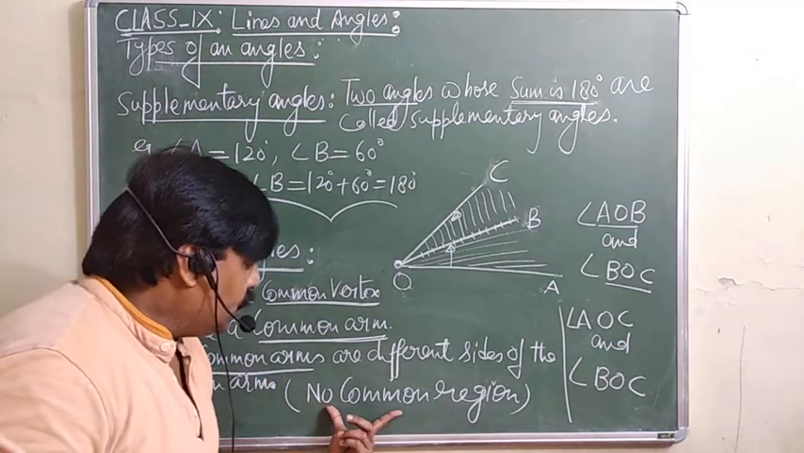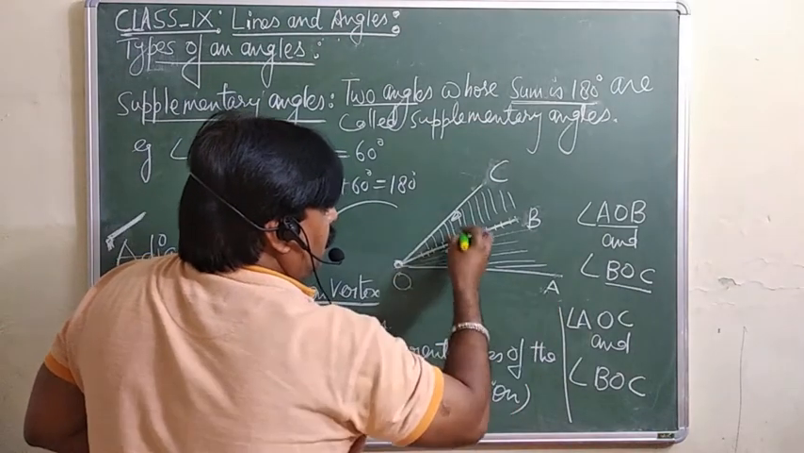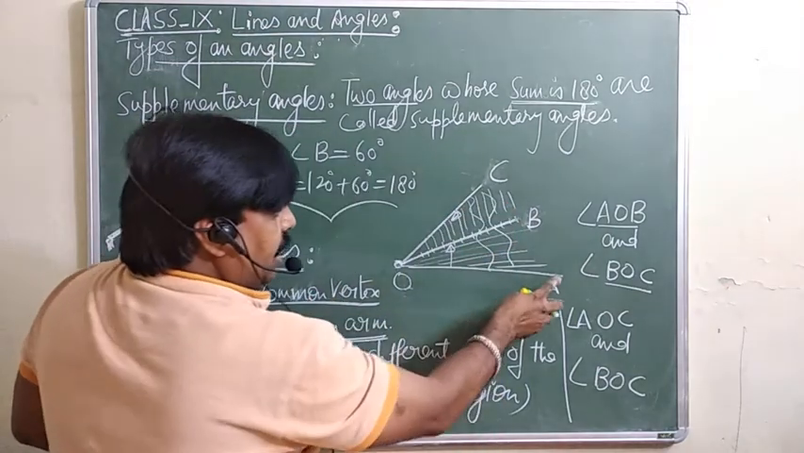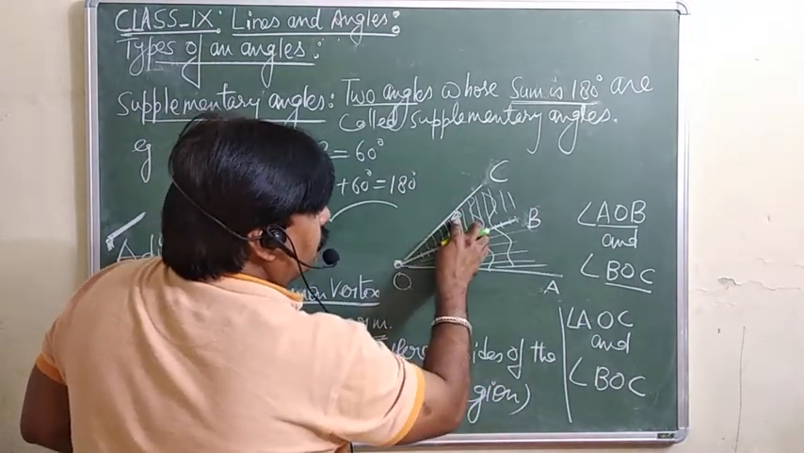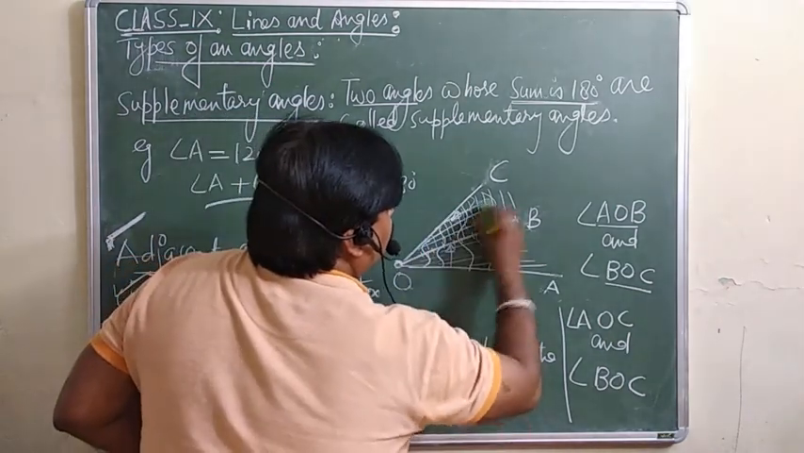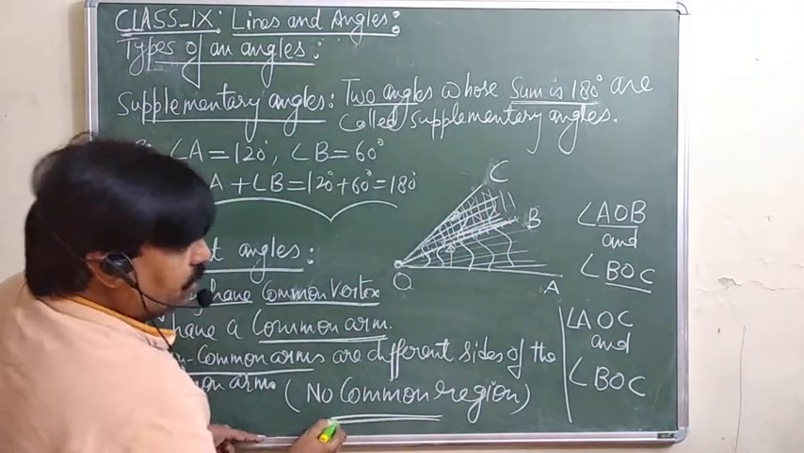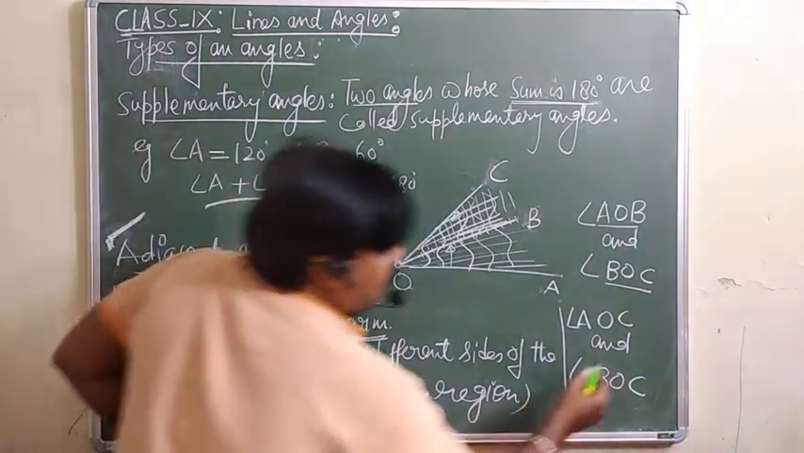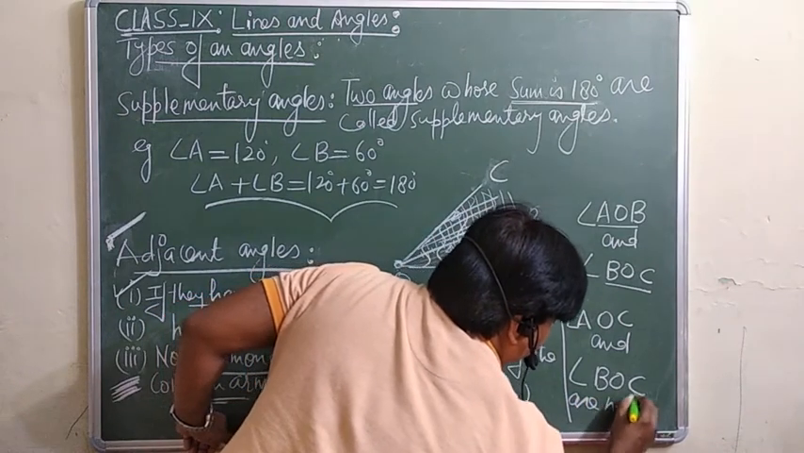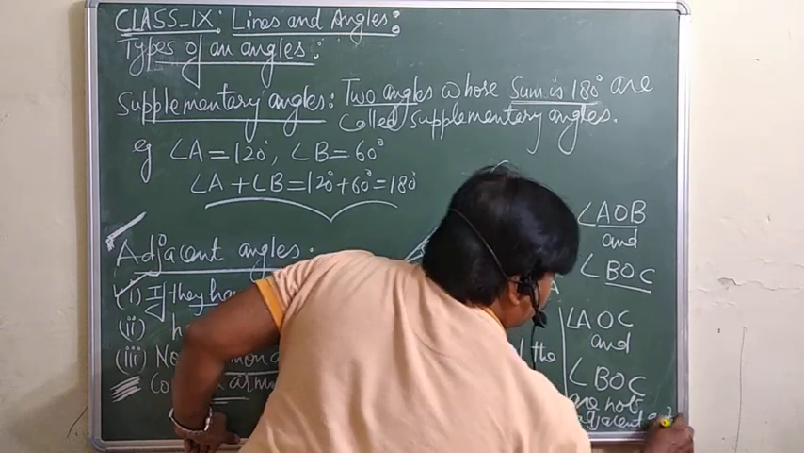We are saying there should be no common region. The region of AOC is this complete region, and BOC is this one. So this portion is common: AOC and BOC have a common region. So the third condition is not satisfied. That's why angles AOC and BOC are not adjacent angles. Have a look.